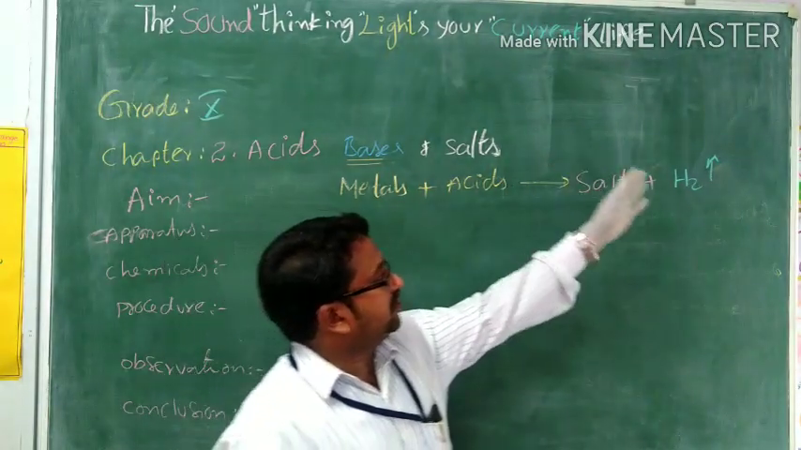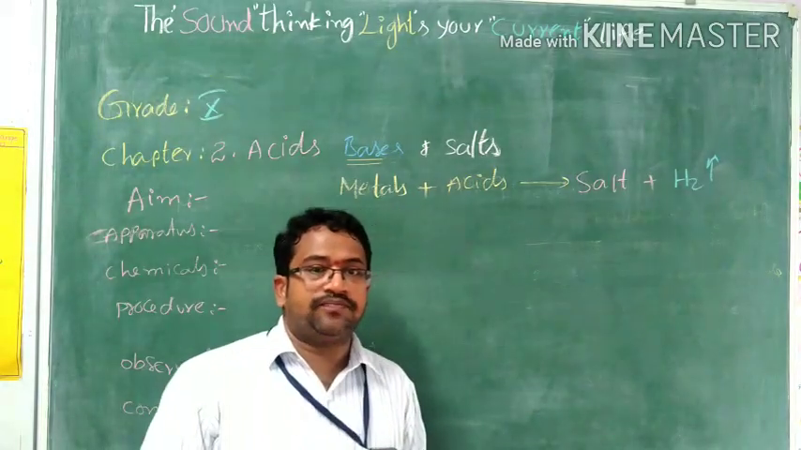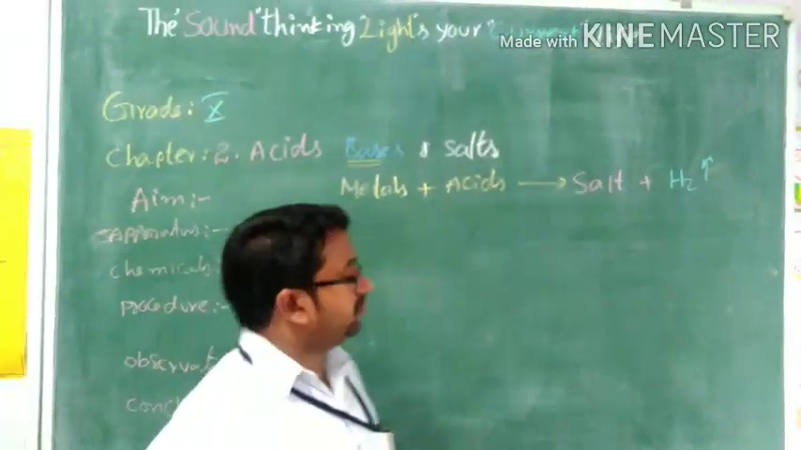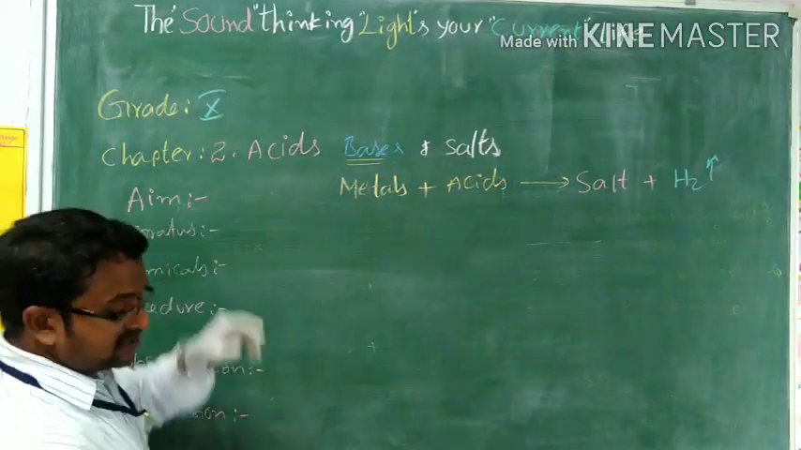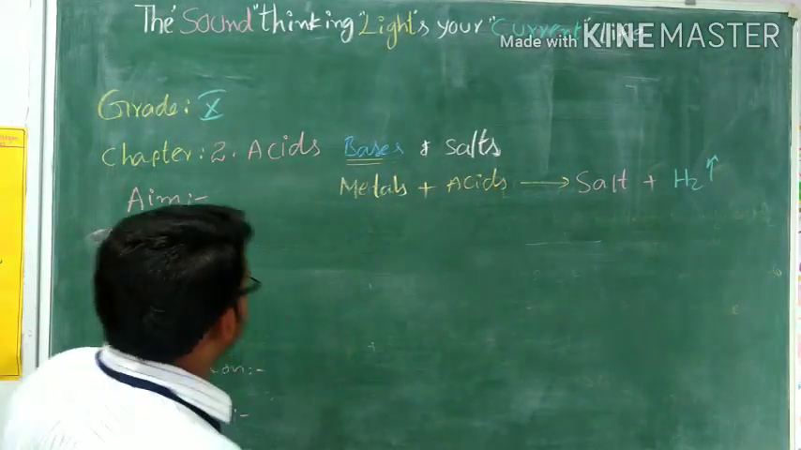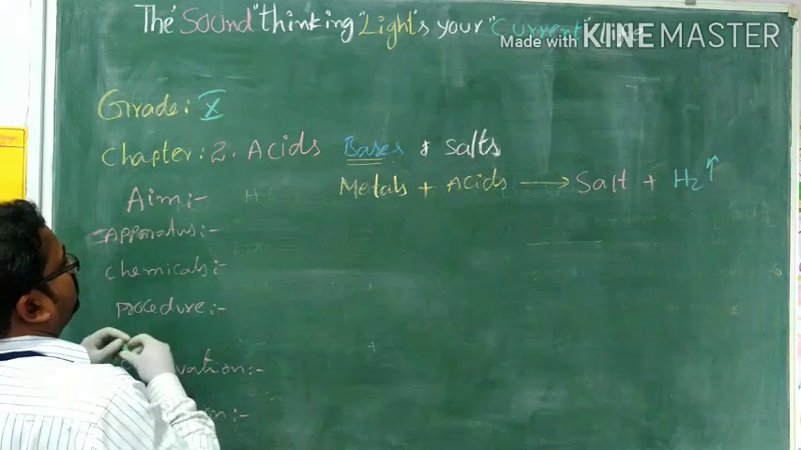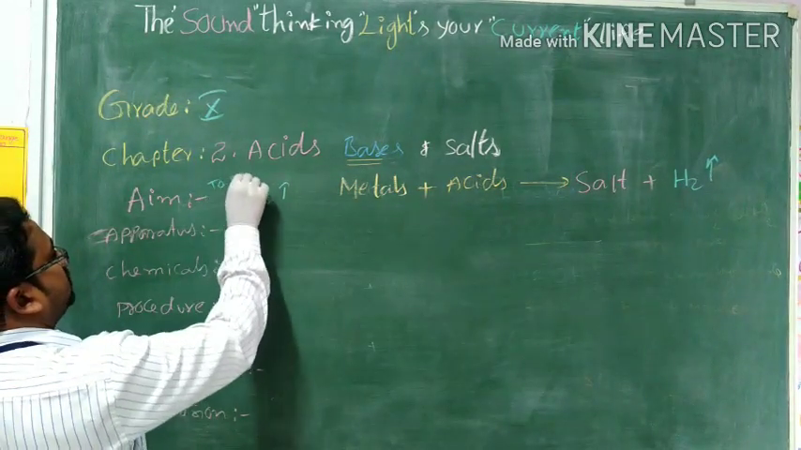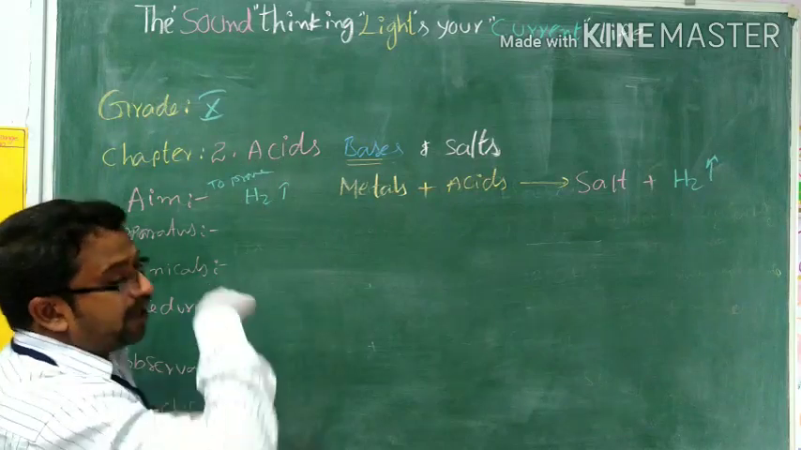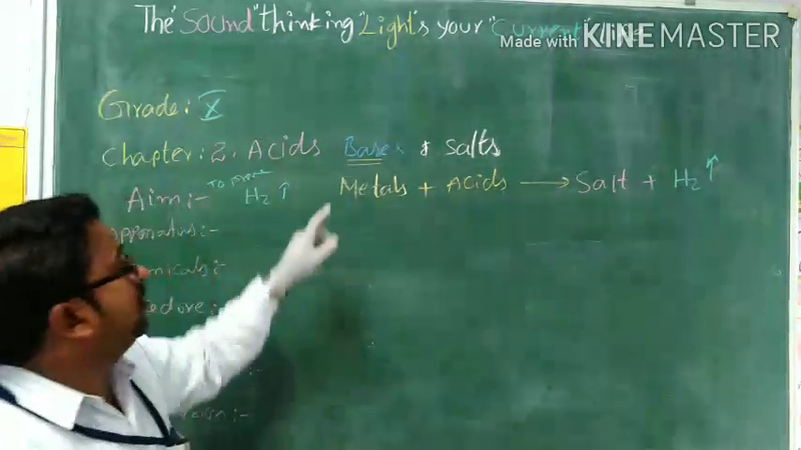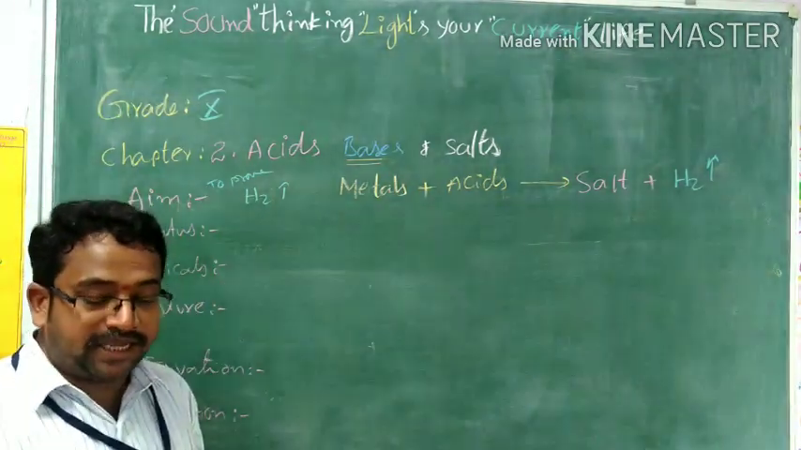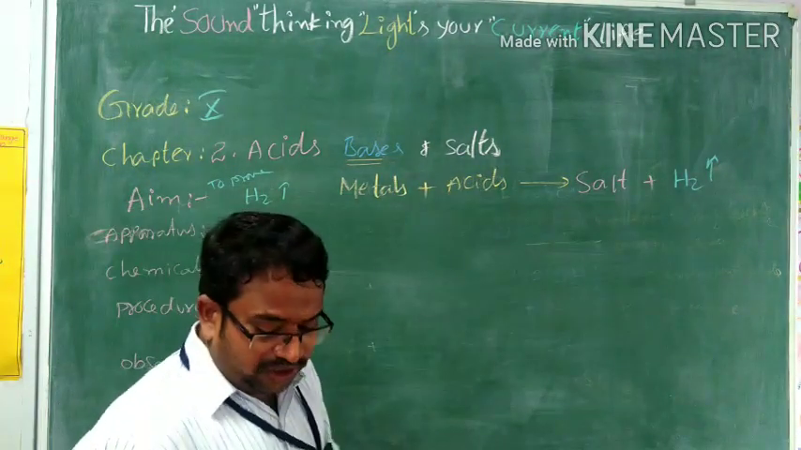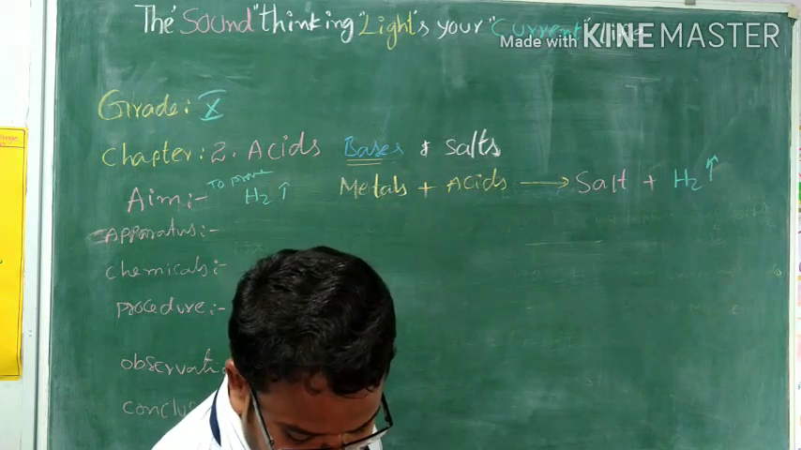For example, show that hydrogen gas is evolved during the reaction of metals and acids. So what is our aim now? Hydrogen gas is evolved. To prove that, what is the aim? What we have to prove is that hydrogen gas is evolved when metals react with acids. Okay. For this, what apparatus do we need?